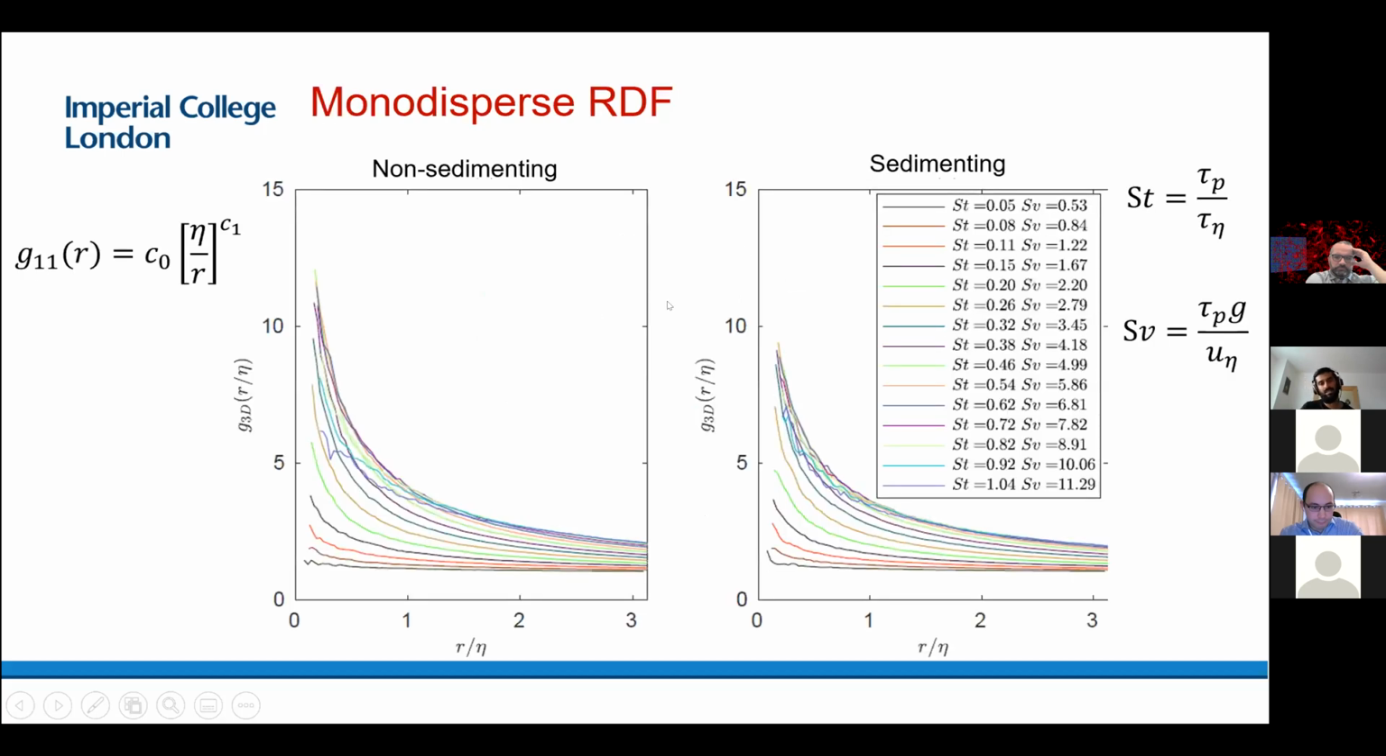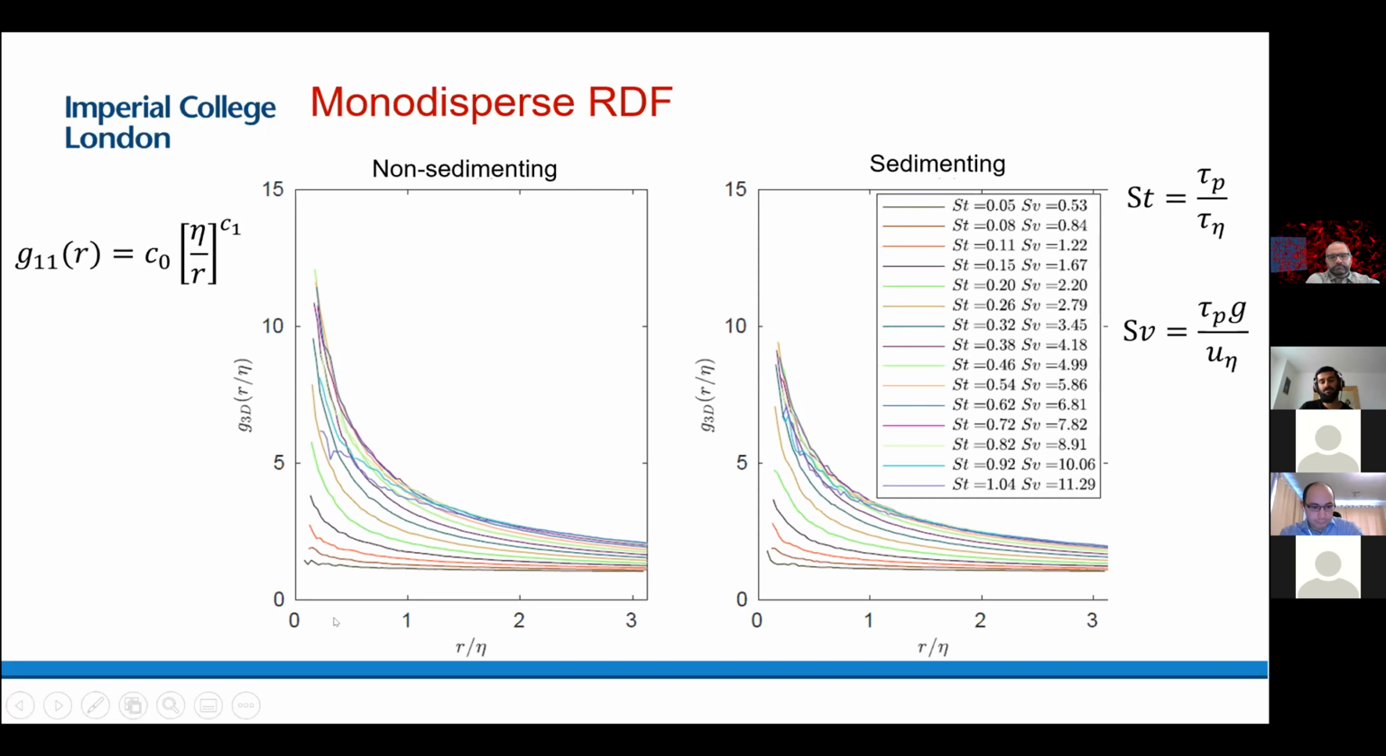In this slide, we look at the RDF, the radial distribution function, between droplets of the same size for non-sedimenting and for sedimenting droplets. We see very high levels of RDF, up to almost a factor of 10, at scales where the interparticle separation distance normalized by the Kolmogorov scale is less than 1. So this suggests that the mechanism behind particle clustering is not just a simple ejection of particles by vortex force, because we see it at sub-Kolmogorov scales as well.